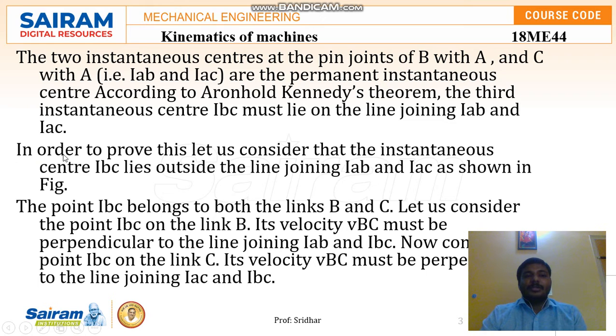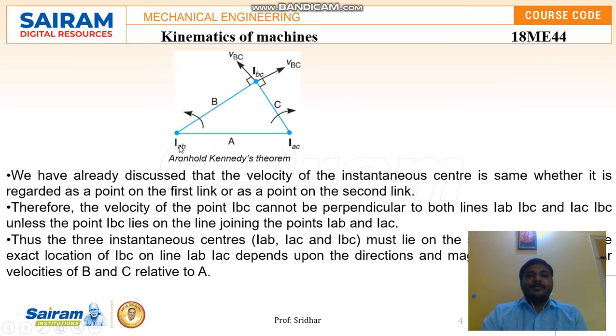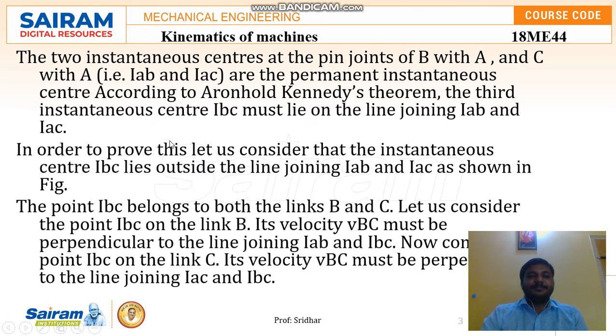To prove this, let us consider that the instantaneous center BC lies outside the line joining IAB and IAC, as shown in the figure. We can see in this figure the instantaneous centers AB, BC and AC. These are the three instantaneous centers.